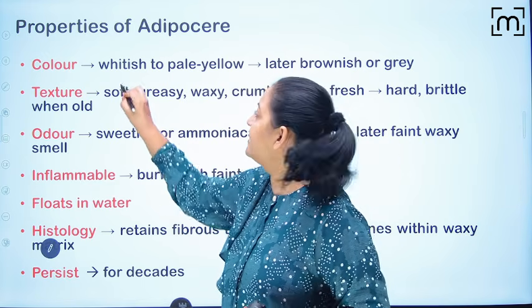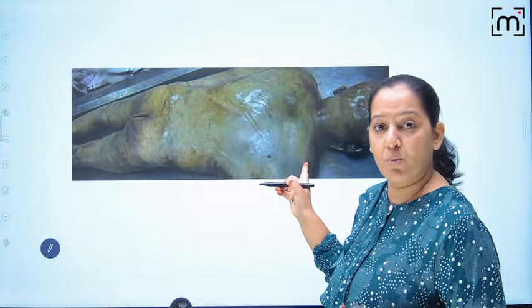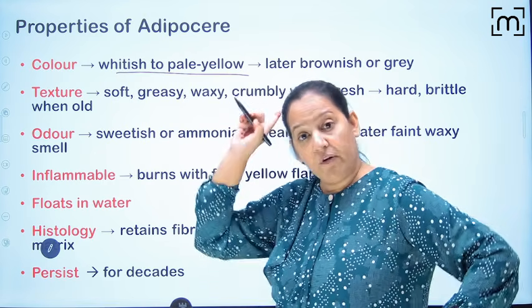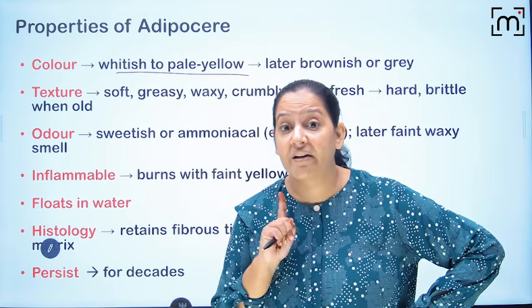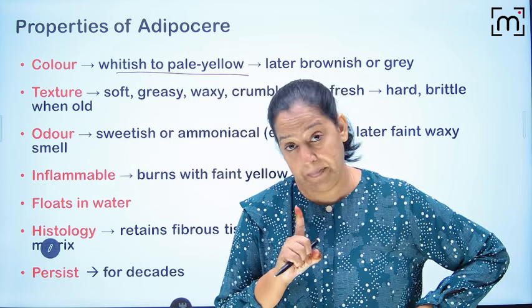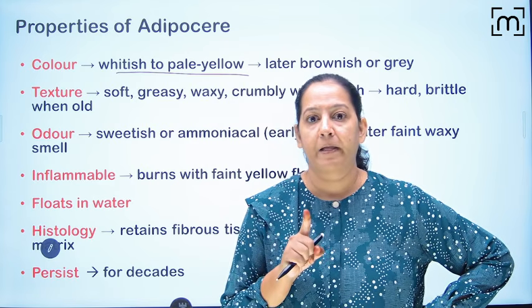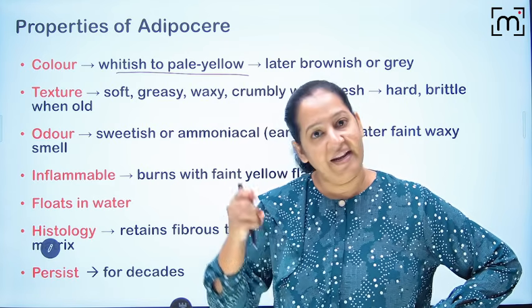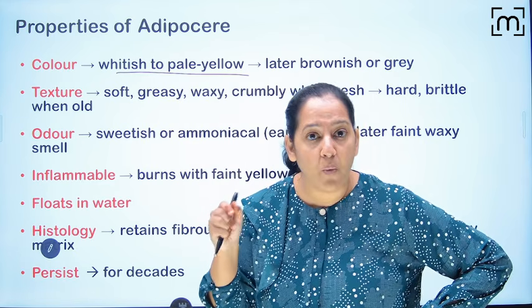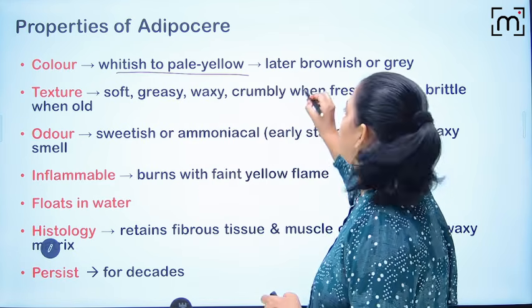Tell me the color. It is whitish to pale yellow. What was the color of putrefaction? It started greenish. You know the reason for greenish: the typical greenish color is because of sulfmethemoglobin formation. And here the color of the soap is white to pale yellow. Later on it converts to brown.